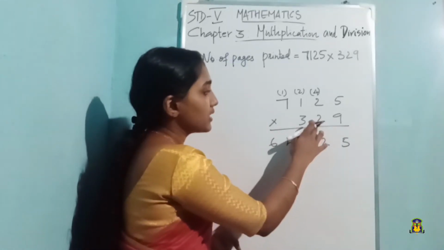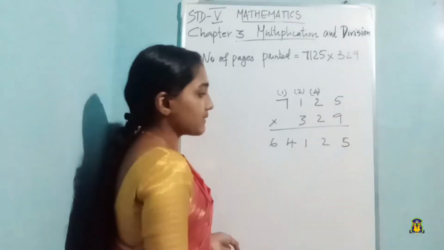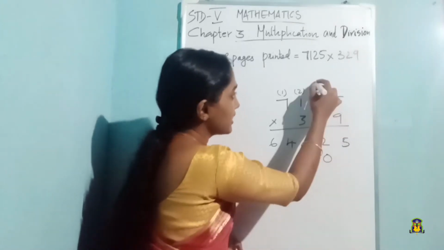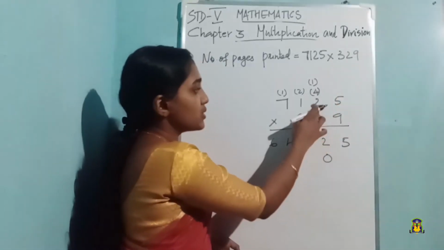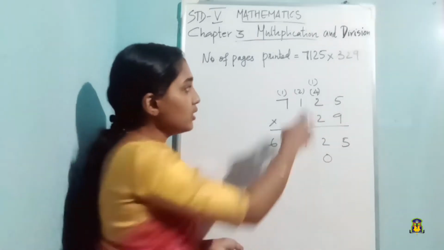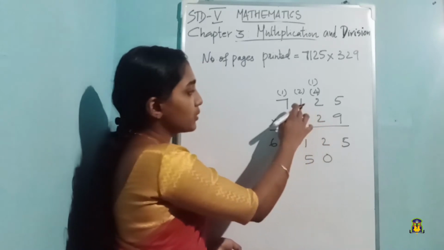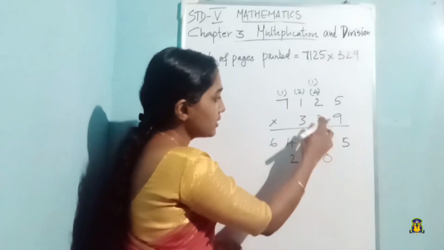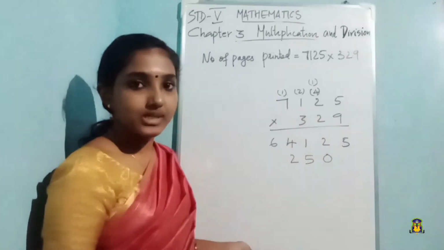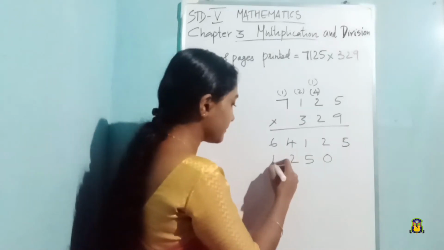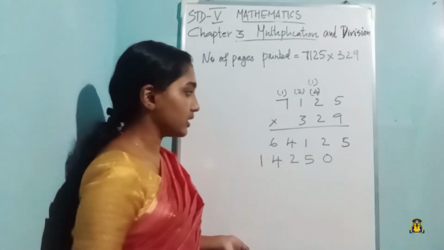Okay. Then 2 into 5. 2 into 5 gives 10. So we can write 0 here, and 1 is carried. 2 into 2. 2 twos are 4. 4 plus 1 makes 5. Then 2 into 1. 2 into 1 gives 2. 2 into 7. 2 sevens are 14. You can write 14 here.